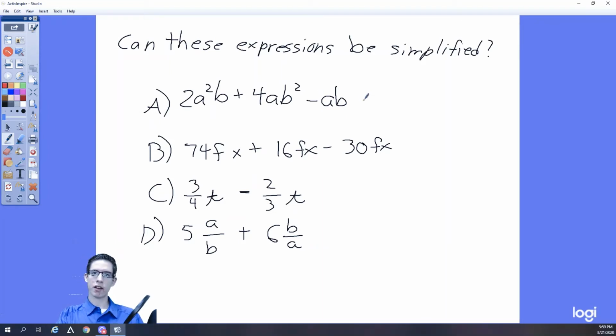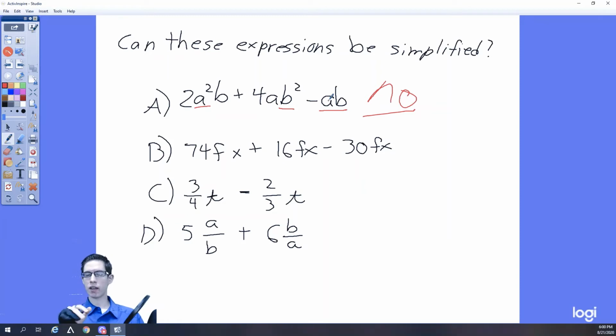Okay, if you said no, you would be correct, because here I've got an a squared, here I've got a b squared, and here I've got an ab. Now, they do have the exact same letters every single time. There's an a and a b in every one of these terms. However, this first term has two a's. This second term has two b's. That's what these exponents are telling me. And then this third term only has one of each.